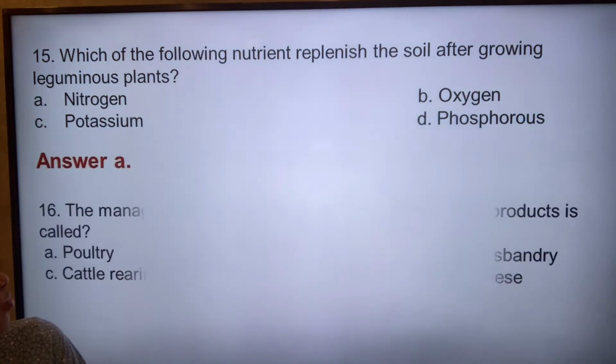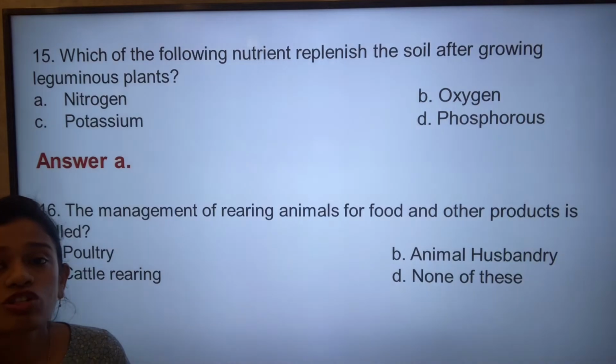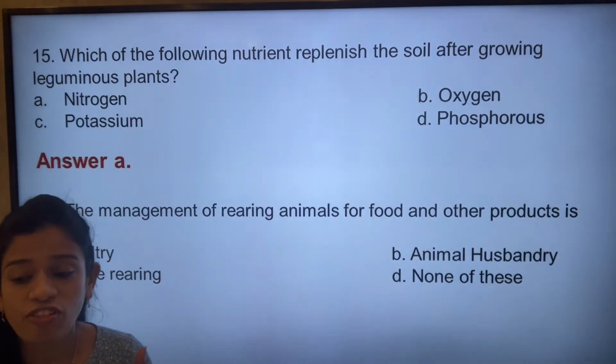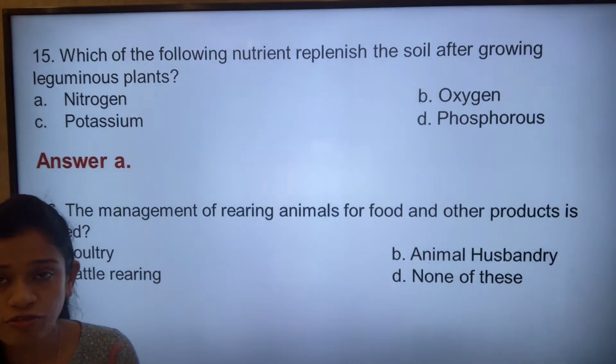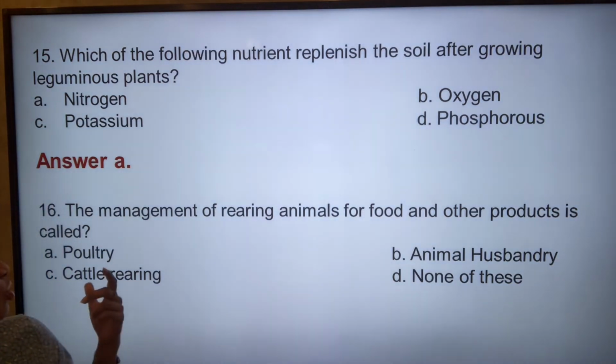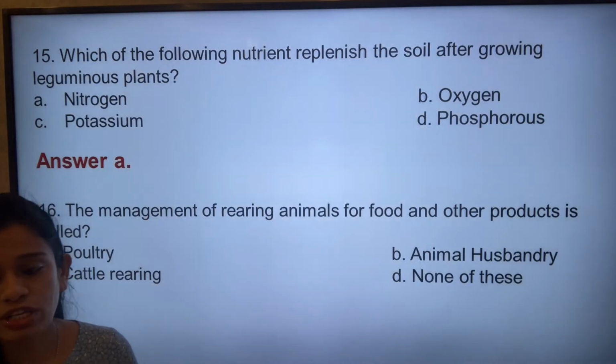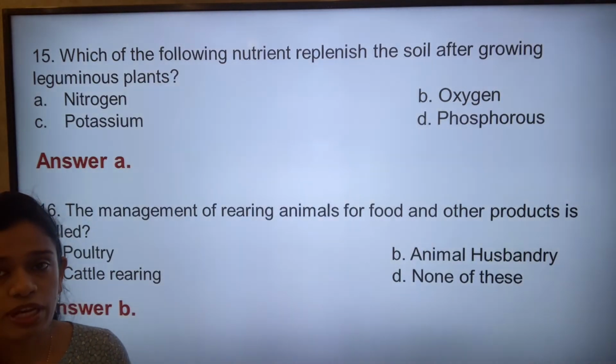Next question, the management of rearing animals for food and other products is called poultry, animal husbandry, cattle rearing, or none of these. The process or management of rearing animals for food and food products is known as animal husbandry. It includes both poultry as well as cattle rearing together. So it is option B, animal husbandry.